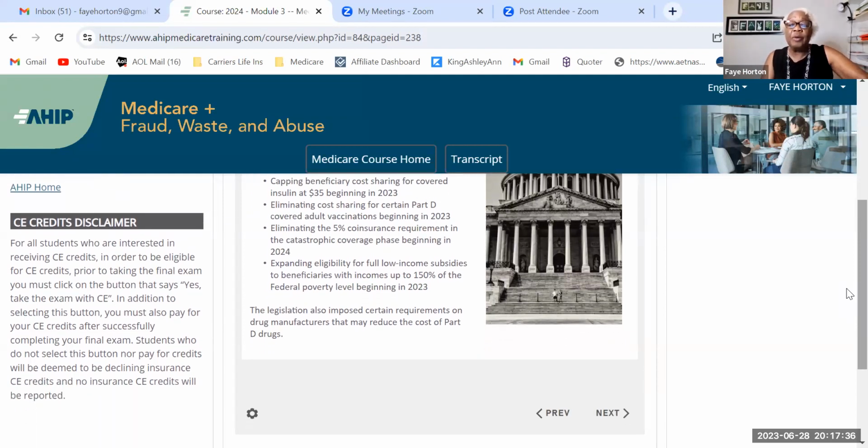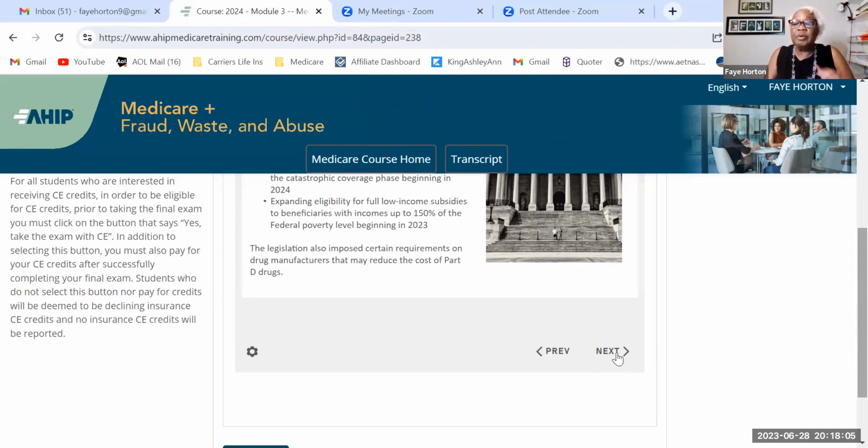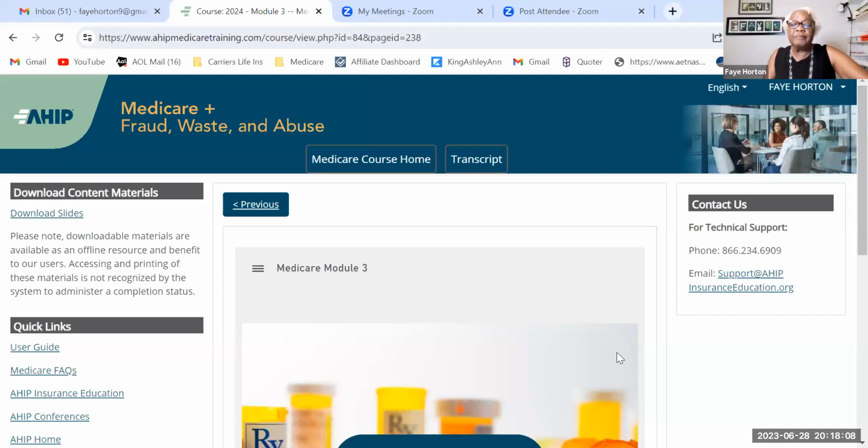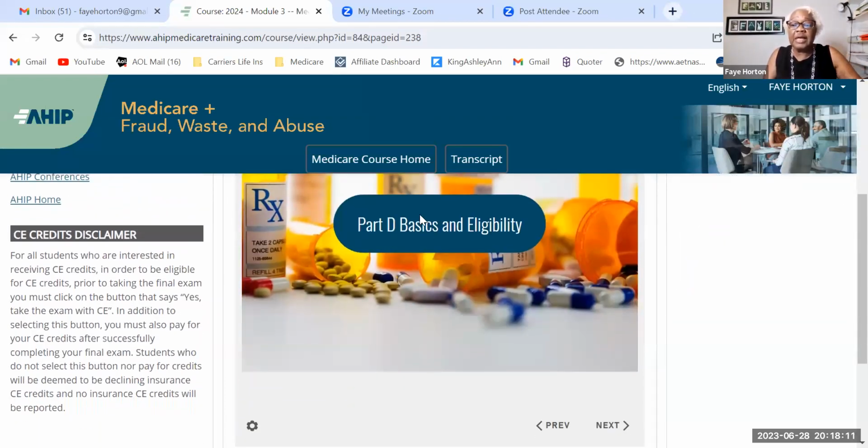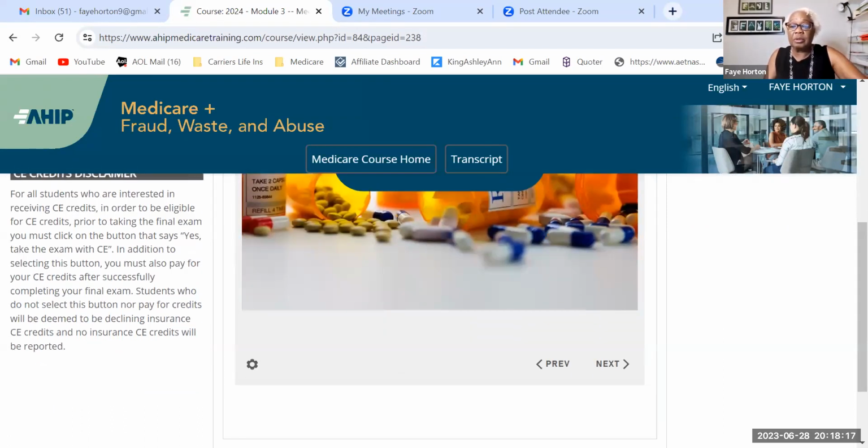Expanding eligibility for low-income subsidies for beneficiaries with incomes up to 150% of the federal poverty level beginning in 2023. The legislation also imposed certain requirements on drug manufacturers that may reduce the cost of Part D drugs. So remember those because there are changes. So you'll probably see those on your tests. Make sure that you made notes about those.